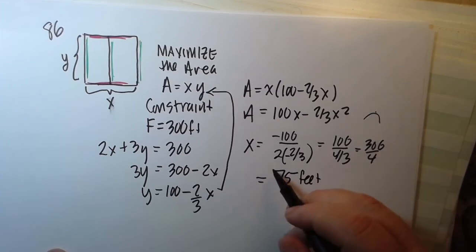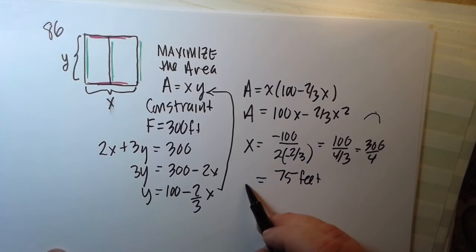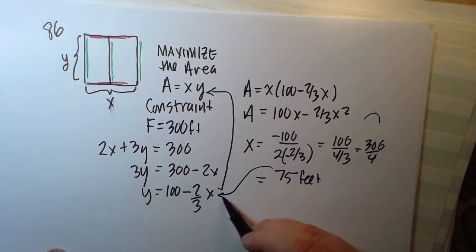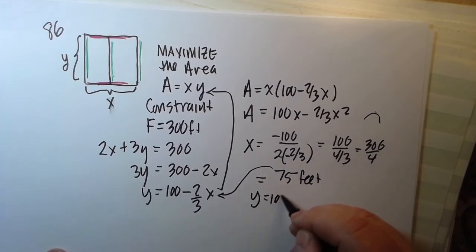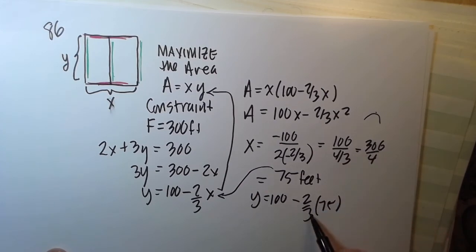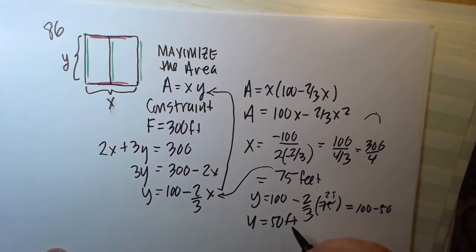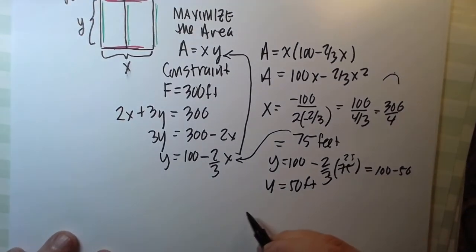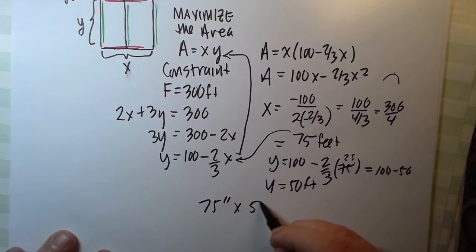And what would y be? I go back and plug it back into this value here. So I'm going to get y is equal to 100 minus 2/3 times 75. Well, 3 goes into 75 25 times. And 25 times 2 is 50, so 100 minus 50, y is 50 feet. So that gives me the dimensions of 75 feet by 50 feet.